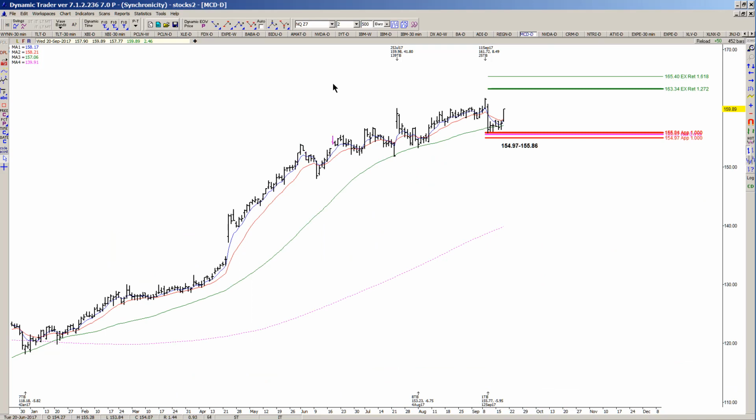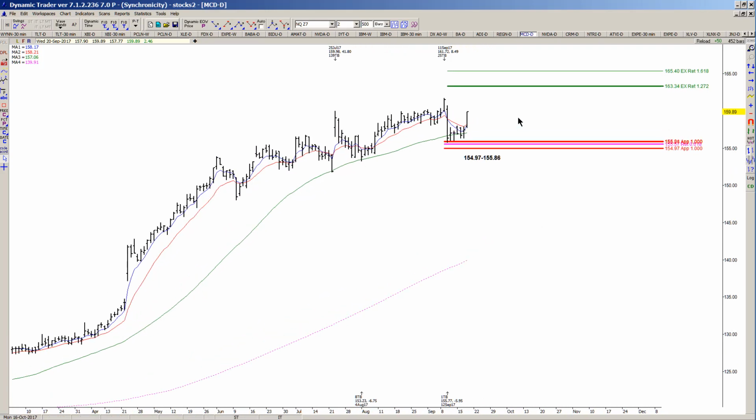I don't know if we're going to make the target, but the typical target that we shoot for is going to be the 1.272 extension of the swing into the zone, which is 163.34. Now, since we don't always make the targets, though we do shoot for them, it's really a good idea to at least have a break-even stop or better. I think most of you would probably want to protect profits, while some of you might want to give it a little bit more room to breathe.